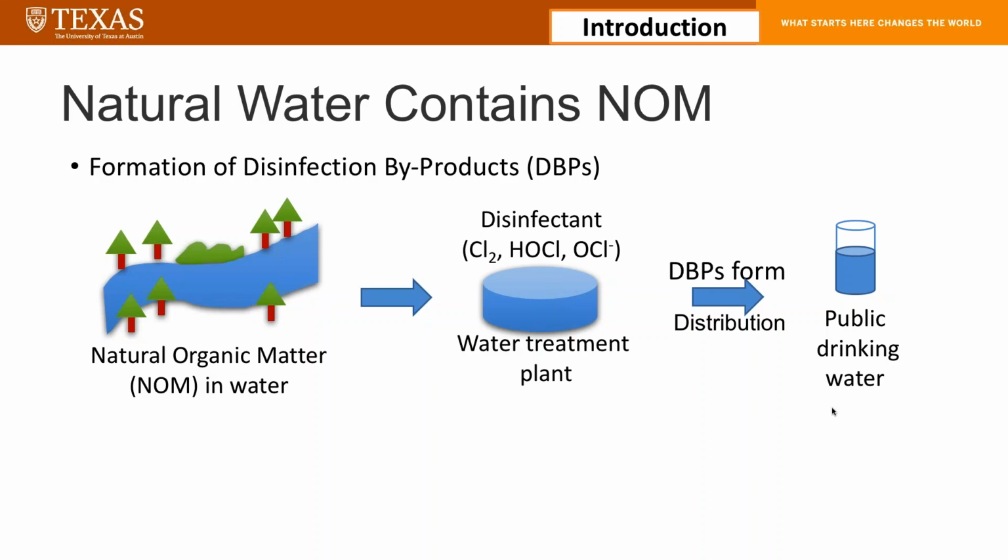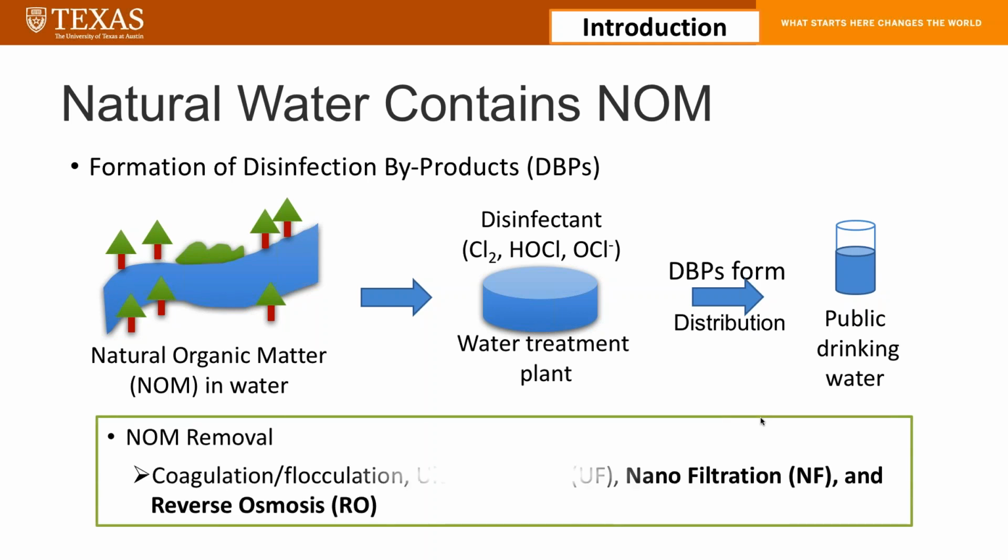Natural water contains natural organic matter, and natural organic matter itself is not that problematic. But in the water treatment plant, when natural organic matter meets a disinfectant such as chlorine, it can form disinfection byproducts at the distribution stage and can be supplied to the tap water. So we can remove the natural organic matter, or we can change the disinfectant to prevent the DBPs, and we also can remove the DBPs.